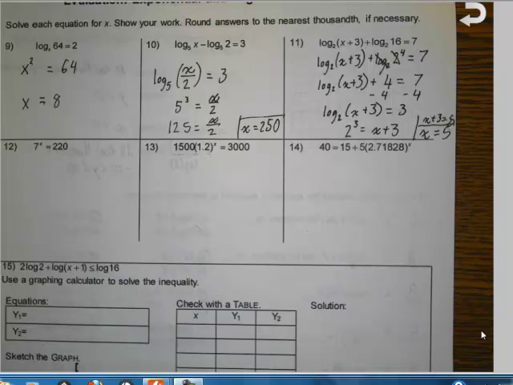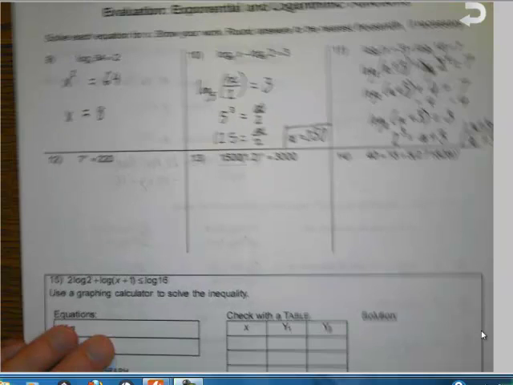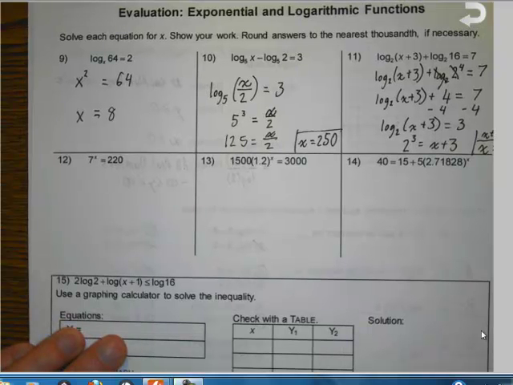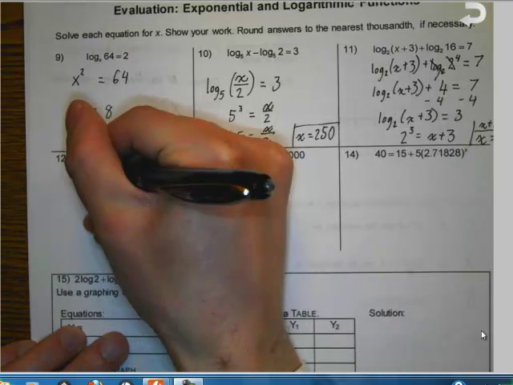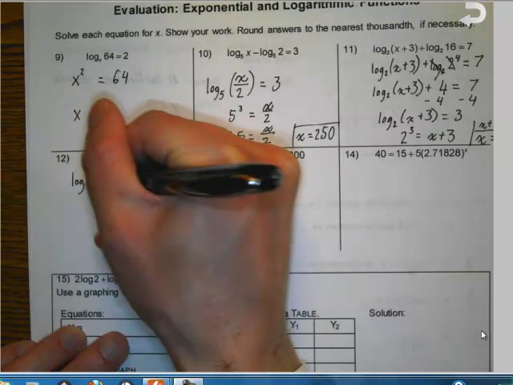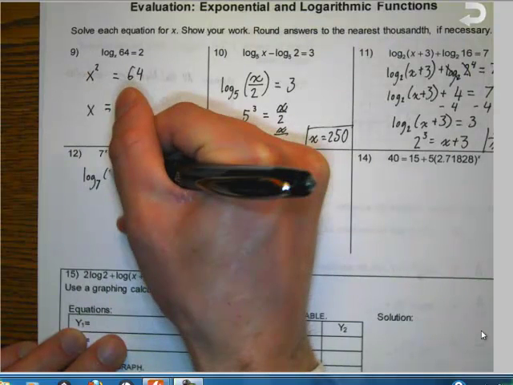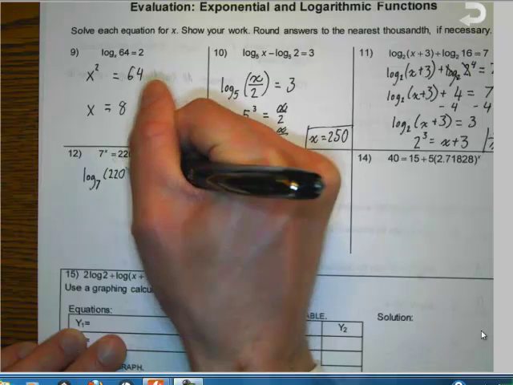Number 12 is a little bit more fun. 220 is not an exact base of 7, is it? What is our base? 7. What is our exponent? X. And what is our term? 220. So we say the log base 7 of 220 is equal to x.